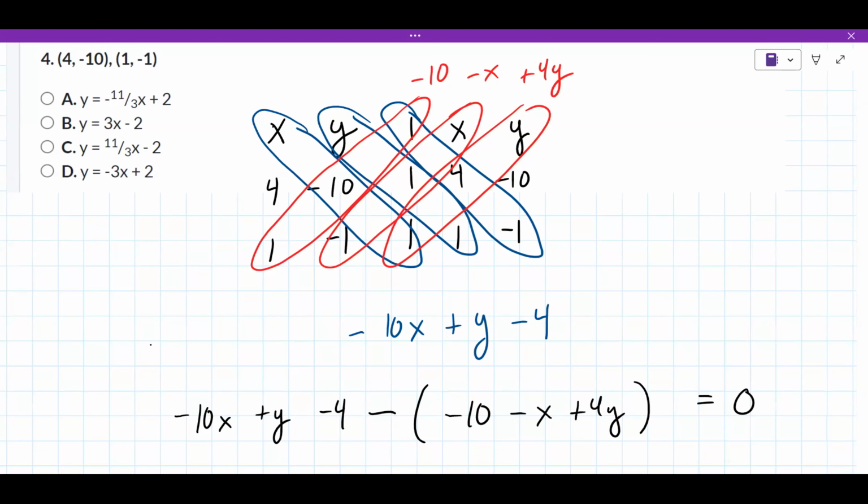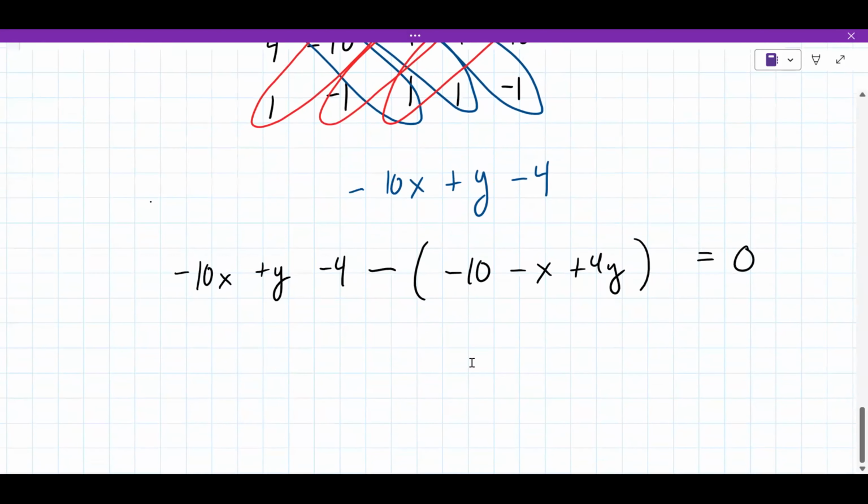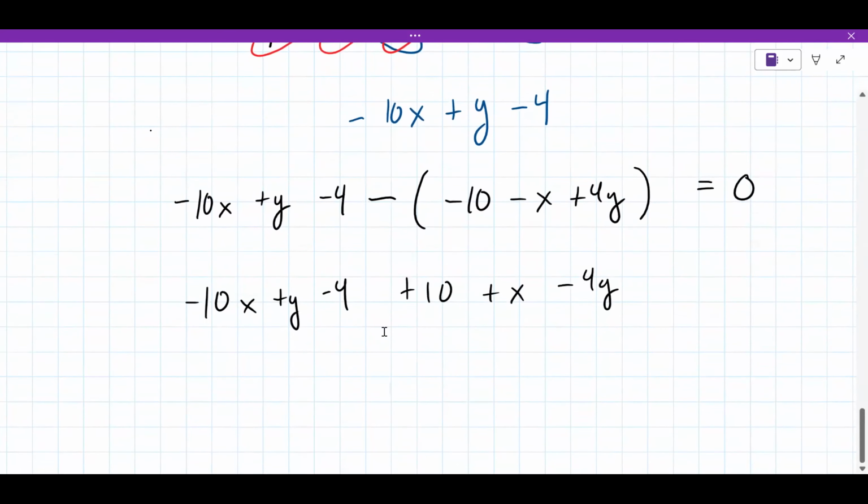Okay, so I did what was in the parentheses. It's going to be positive 10 plus x minus 4y. Okay, so we're going to combine like terms now. So there's a minus 10x and a positive x, that's minus 9x. Positive y minus 4y is minus 3y. And then you have a minus 4 plus a 10, that's plus 6 equals 0.